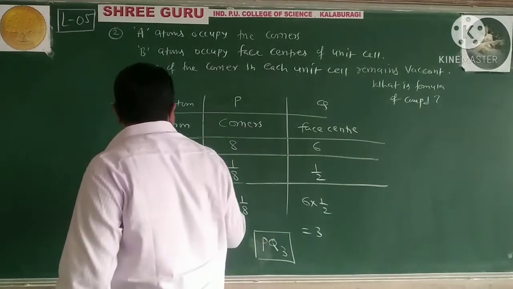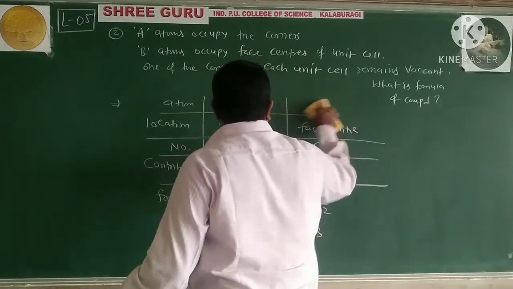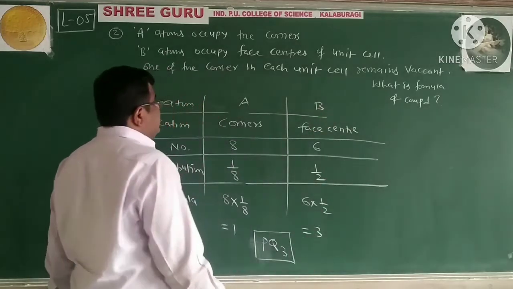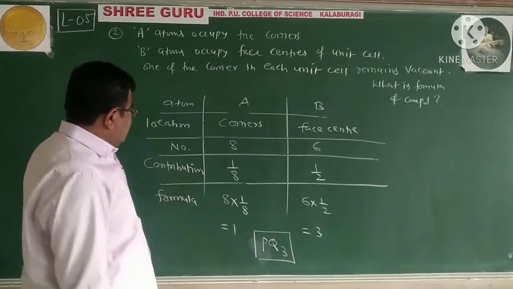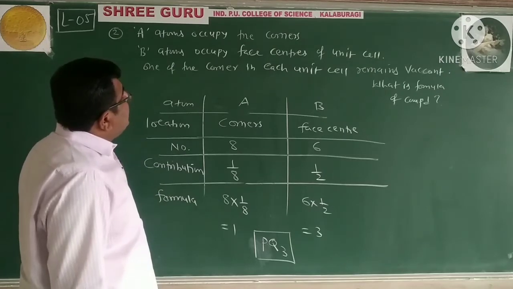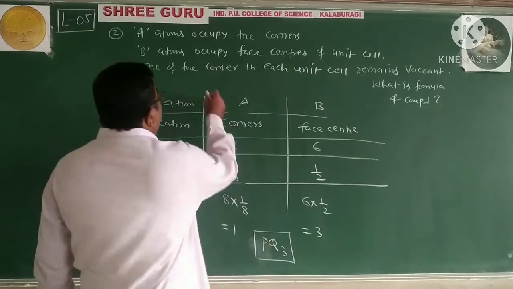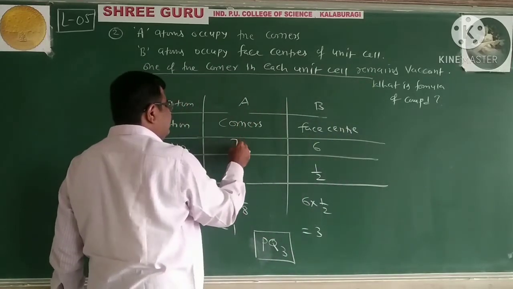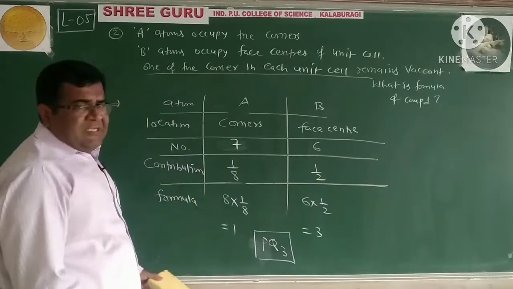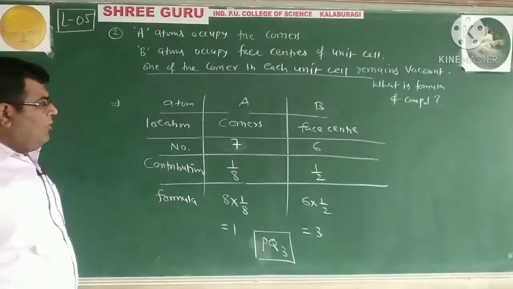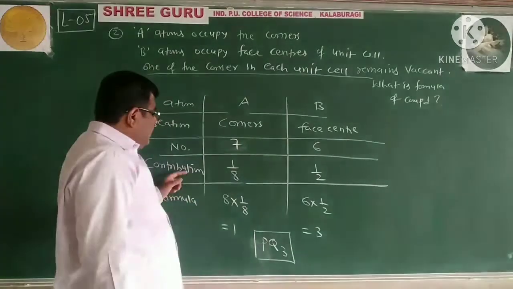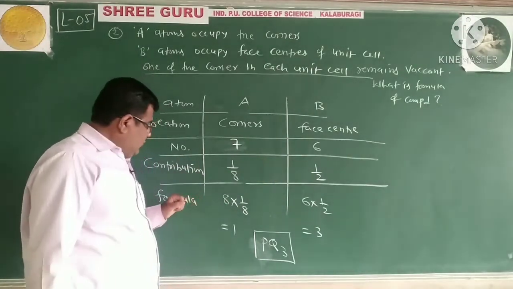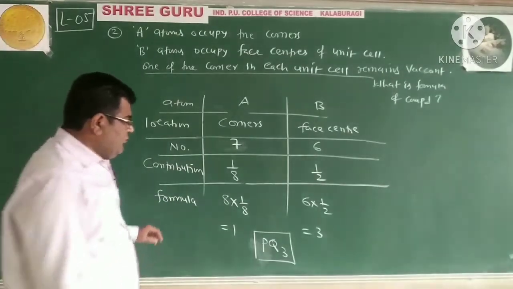So A and B are the atoms here. A is present at corner and B is present at face center. But as one of the corners remains vacant, the number is 7. But at face center there is no vacancy, all are occupied. So the contribution is 1 by 8 for corner atoms, and 1 by 2 for face atoms. The formula will now change.